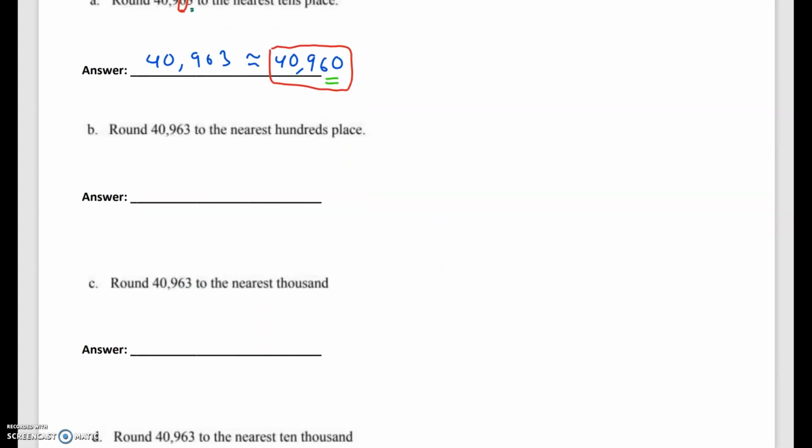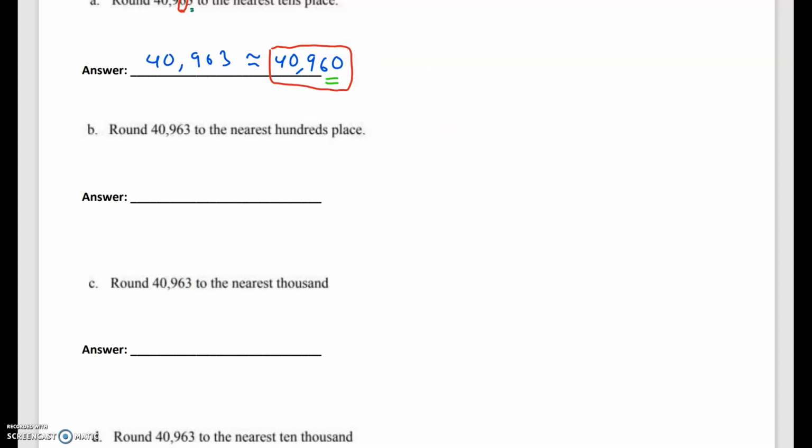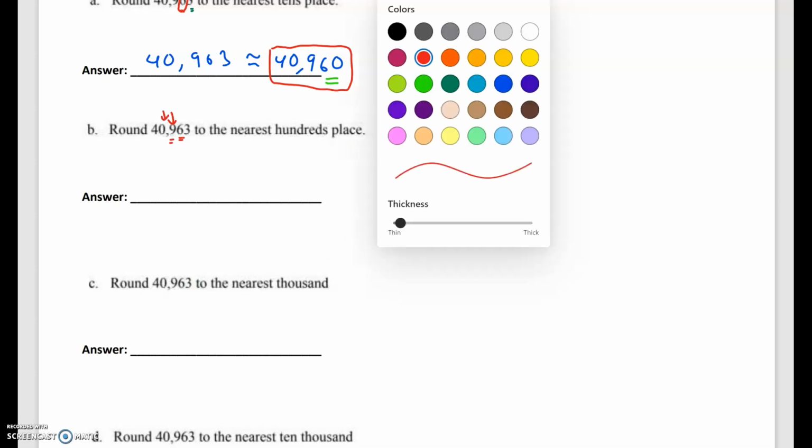Okay, let's take a look at the next value. In the next problem, they want us to round to the nearest hundreds. So you're looking at this value here, the number to the right of it is a 6. So it's greater than or equal to 5. So in this case, you're going to round up. But because of this 9 here and the 0 to the right of it, you're going to round to 41.